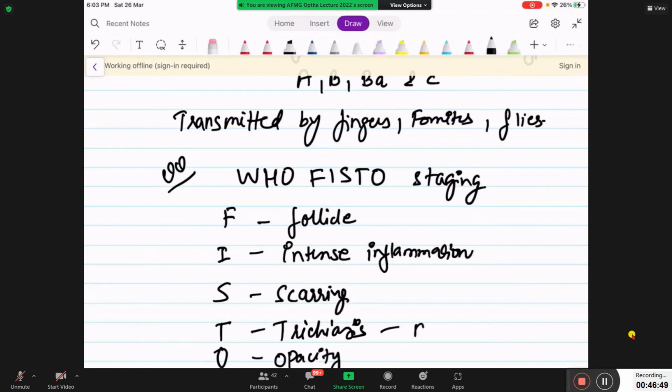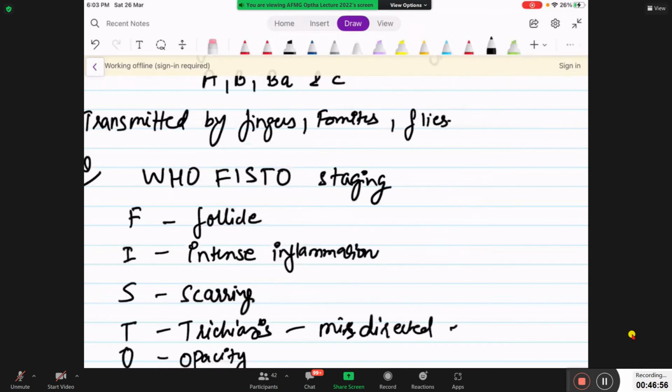Trichiasis is misdirected, write down, misdirected eyelashes. So FISTO classification or staging you have to remember.